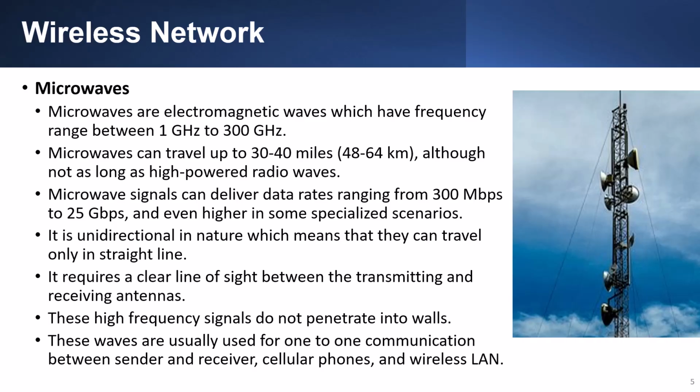It is unidirectional in nature, which means that the waves can travel only in straight lines. It requires a clear line of sight between the transmitting and receiving antennas. These high-frequency signals do not penetrate walls. These waves are usually used for one-to-one communication between sender and receiver, cellular phones, and wireless LAN.